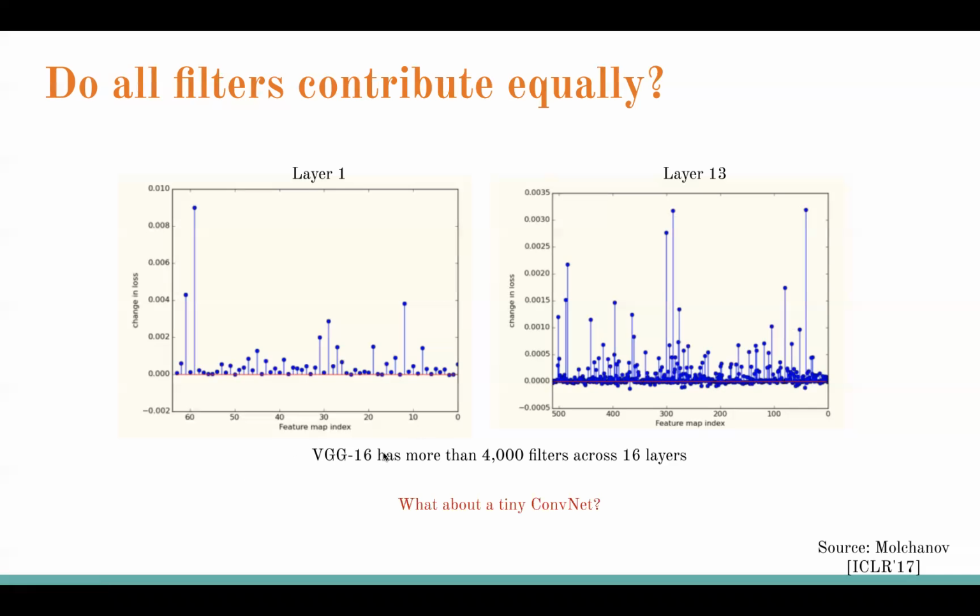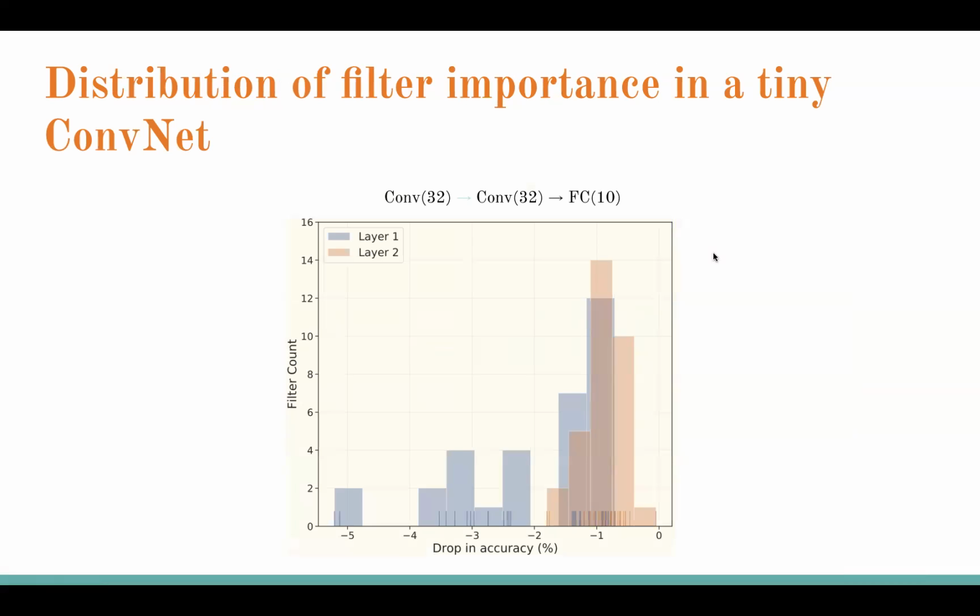But you might think, oh, VGG16 has like 4,000 filters and 16 layers. Surely not all of it is required. Therefore, you see this. I did this experiment for my paper, and I found out that you could even have a tiny network, like this 2-layer convolution with 32 filters and one fully connected. Even then, when you drop filters, here blue is for layer 1 and orange is for layer 2.